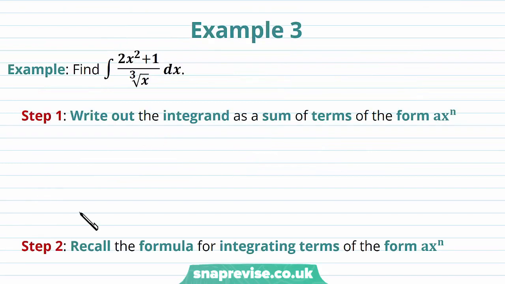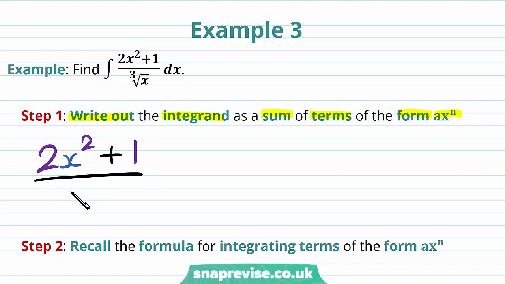Our last example asks us to find the integral of 2x squared plus 1 divided by the cube root of x. Our first step is to write out the integrand as a sum of terms of the form ax to the power of n. The first thing to do is to write this 2x squared plus 1 on the numerator, but to make a slight change to the denominator, instead of writing the cube root of x, we can write x to the power of 1/3.